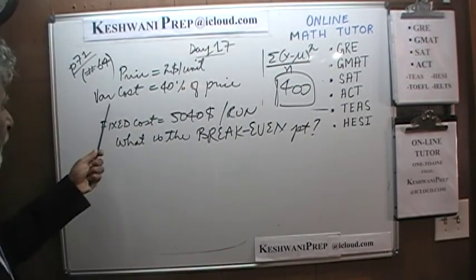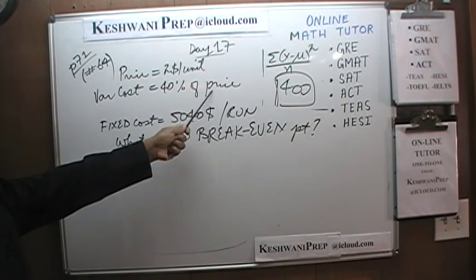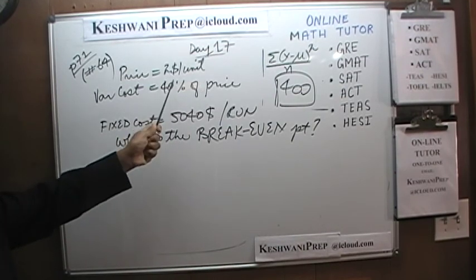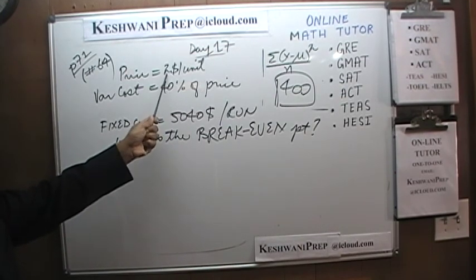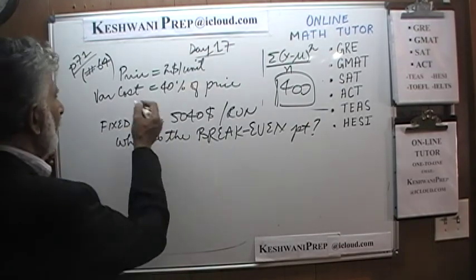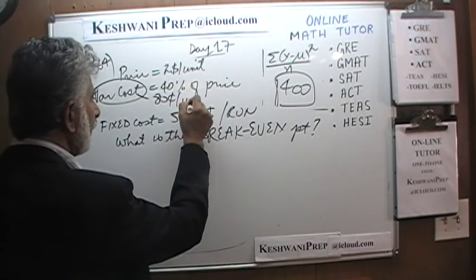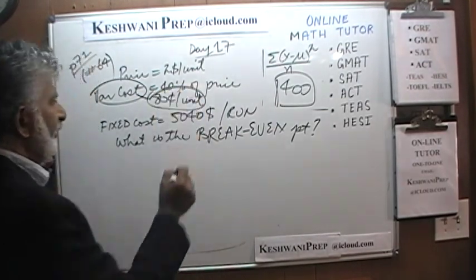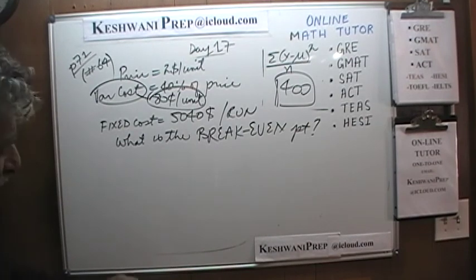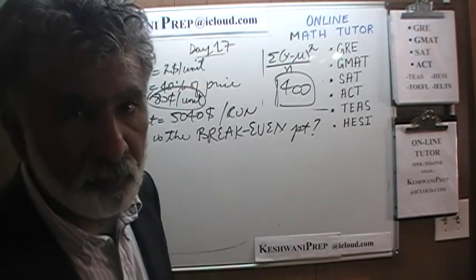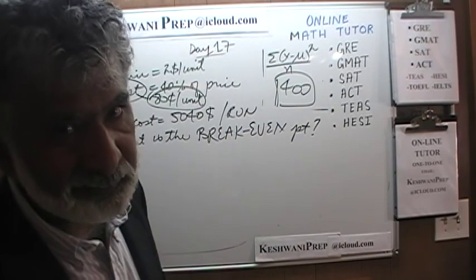First thing first, the variable cost we are told is 40% of price. We know what the price is. Price is $2. 40% of $2 is how much? 10% of $2 is 20 cents. 40% is going to be 80 cents. So this variable cost that we see there is actually 80 cents per unit. Remember that. It is 80 cents per unit because the 40% of $2 works out to be 80 cents per unit.